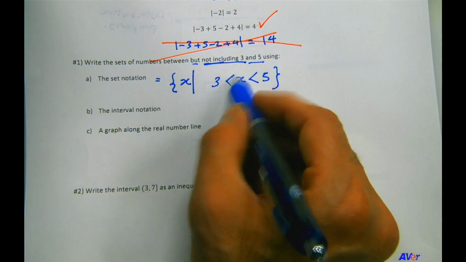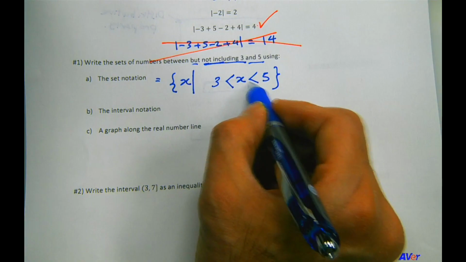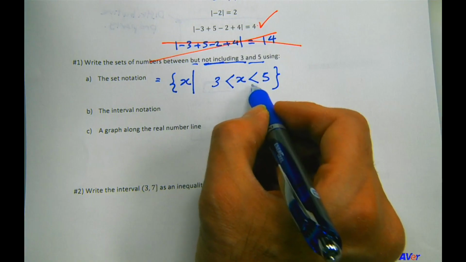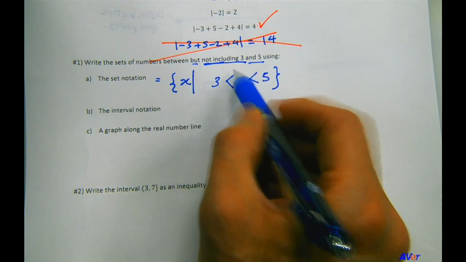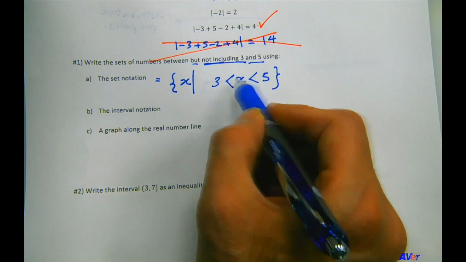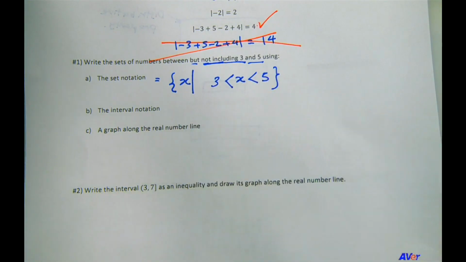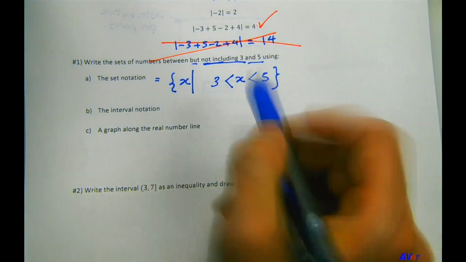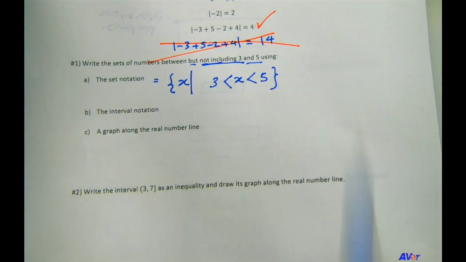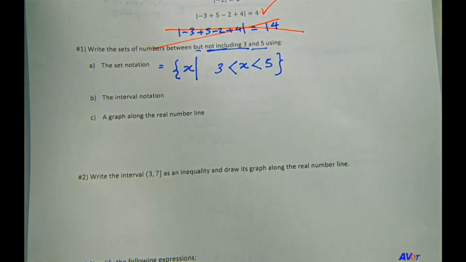Not including means that we cannot put an equality symbol under the strict inequality. That way x cannot be equal to 3 or equal to 5, but it can be any number between those two limits, 3 and 5. By the way, how many numbers are there between 3 and 5? Infinitely many, right? If you said infinitely many, you're absolutely correct.